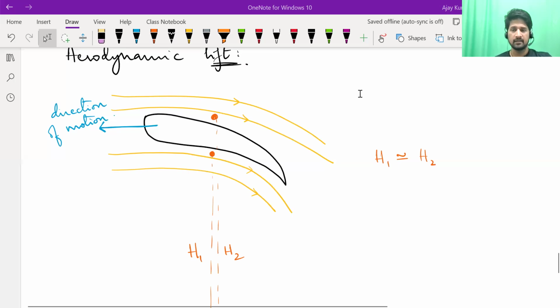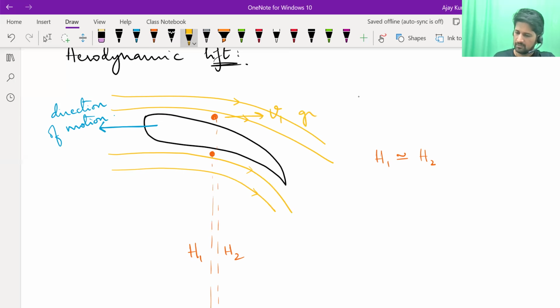The air molecules will move freely on the upper side. Upper side, correct. So the relative speed of flow of air molecules on the upper side will be greater than on the lower side. In fact, here they'll be kind of trapped. Now, where the speed is more, pressure will be less, and where the speed is less, pressure will be more, provided the heights are almost the same. That is what we learned from Bernoulli's equation.